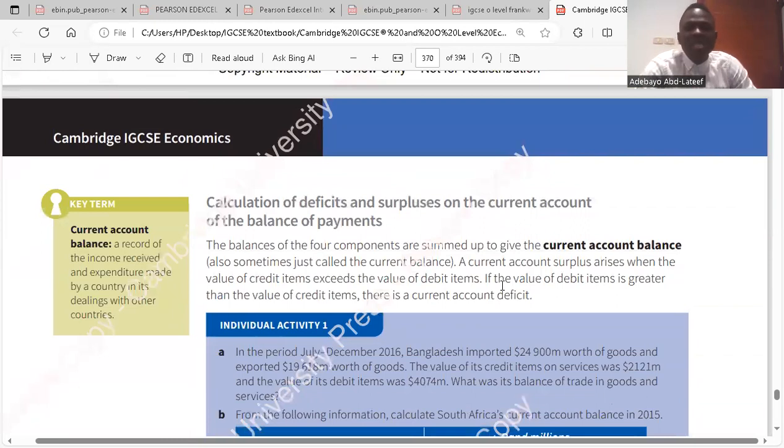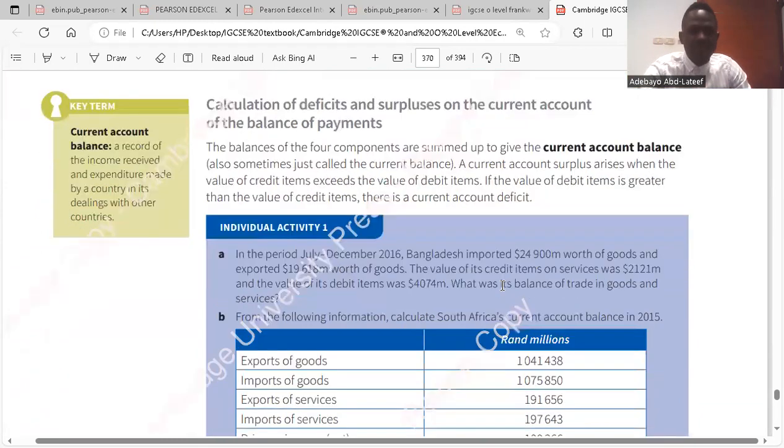So the calculation of deficits and surpluses on the current account of the balance of payments. The balances of the four components are summed up to give the current account balance. Also sometimes just called the current balance. A current account surplus arises when the value of the credit items exceeds the value of the debit items. If the value of the debit items is greater than the value of the credit items, there's a current account deficit. So there's a difference between current account deficit and current account surplus. We have current account deficit where the value of our current account on the debit side exceeds the credit side. That is current account deficit. If the value of the current account credit side exceeds the value of the current account debit side, we have a current account surplus.